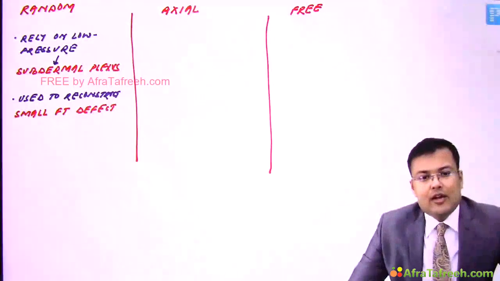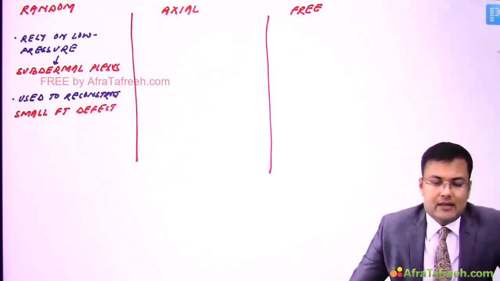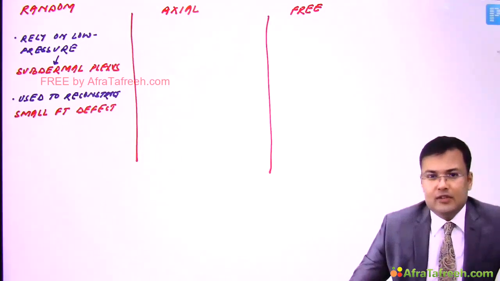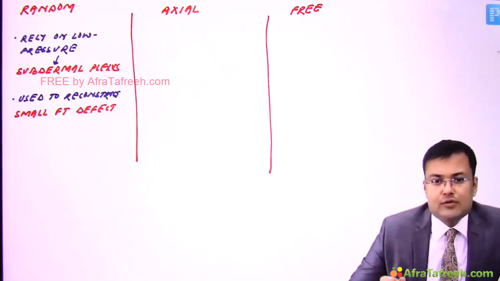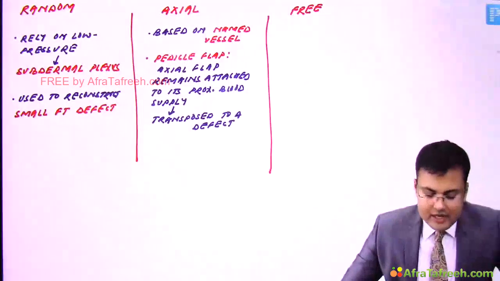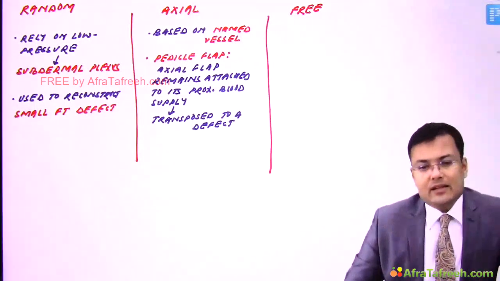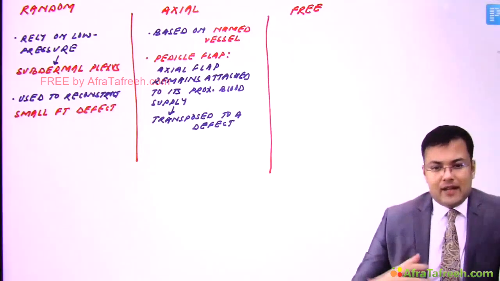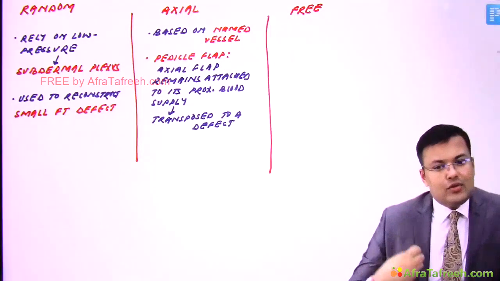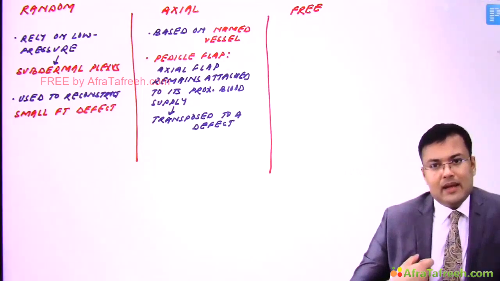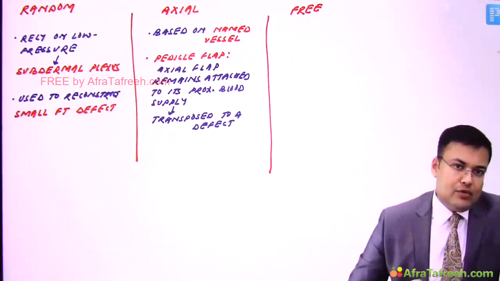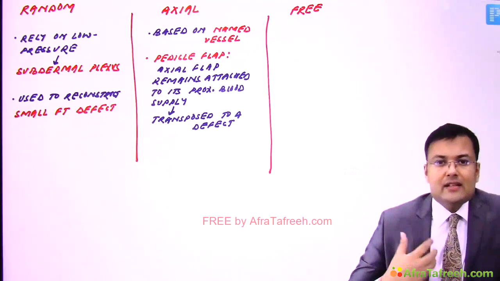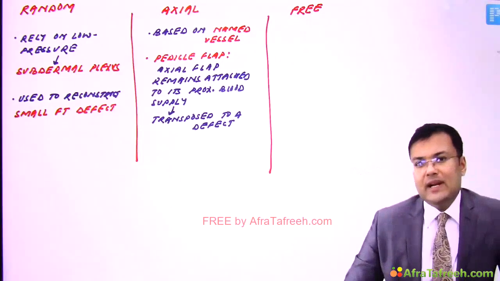So random flap relies on the low pressure that is there in the subdermal plexus of vessels, and it is used to reconstruct small full thickness defects where skin grafting is not useful. And what is the axial flap? It is based on a named vessel. In axial flap there is another question, what is pedicled flap? Imagine the axial flap remains attached to its proximal blood supply and then it is transposed to a defect. So it is receiving its blood supply from the donor side and it is transposed to a defect. This is known as pedicled flap.